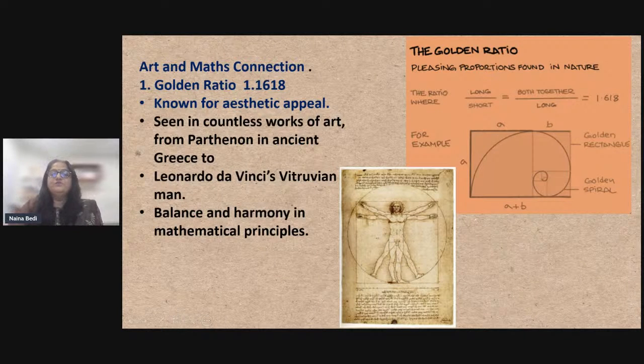I have given here a formula for how to calculate the golden ratio. It is calculated if you have a rectangle, the long and the short, the ratio of these two sides will be equal to both of the lines together divided by the long, and this ratio is fixed. The ratio is fixed, that is 1.618. It is known for its aesthetical appeal.